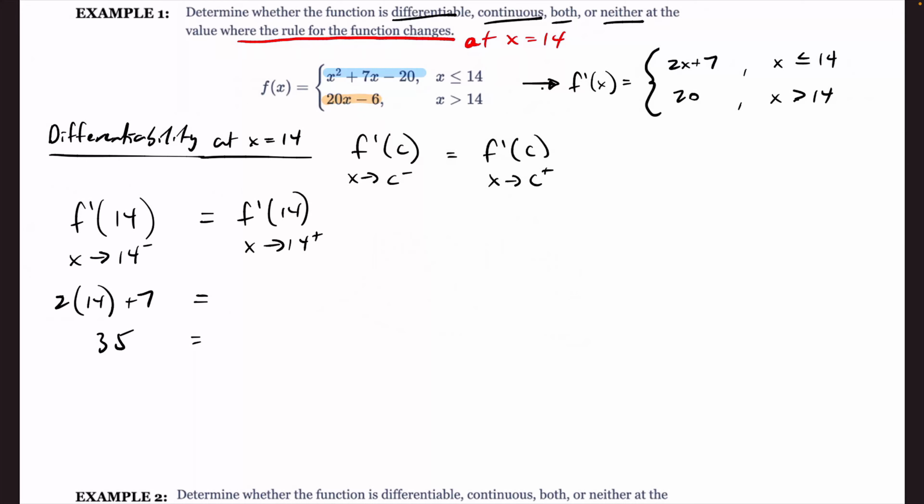So what happens when I plug it in to the right side? I just get 20, there's nowhere to plug in, right? 35 does not equal 20. Last time I checked, 35 does not equal 20. So it's not differentiable. All right. Is it continuous?